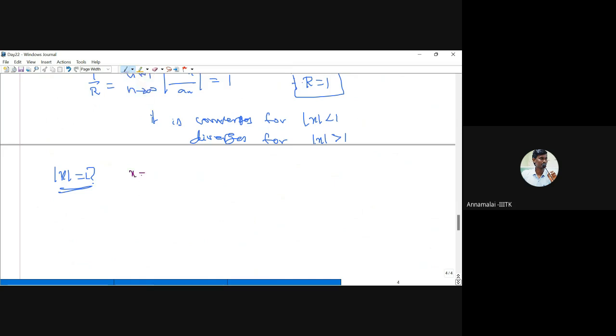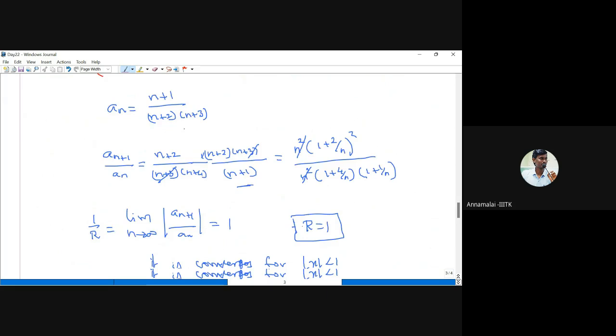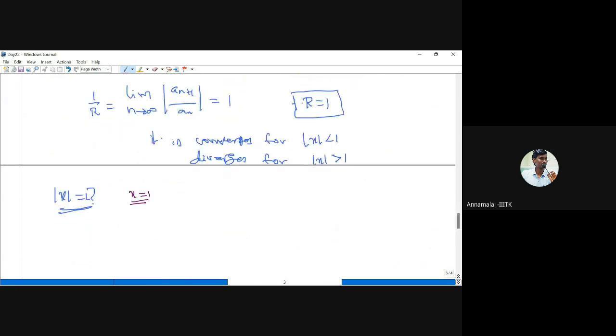Now, if you take x equal to 1, what happened for the case x equal to 1? Now, substitute x equal to 1 in the given series, then this is cancelled. Okay. So, therefore, we get a new series that is summation n plus 1 by n plus 2 into n plus 3. So, that is an equal to this.